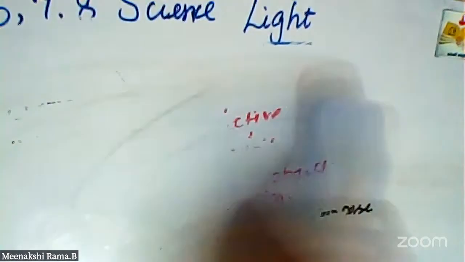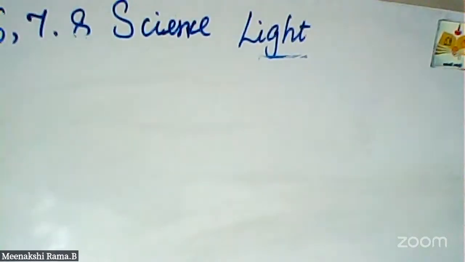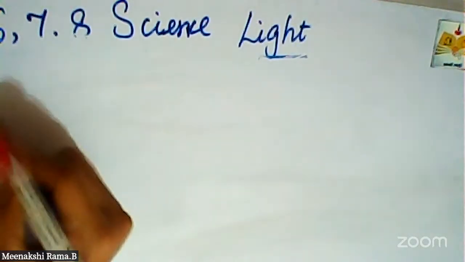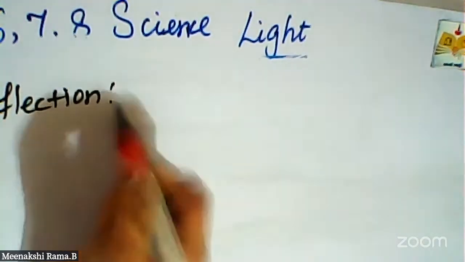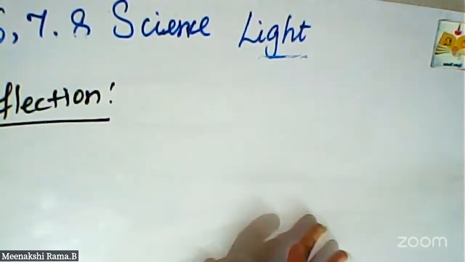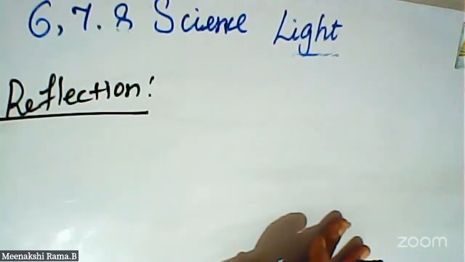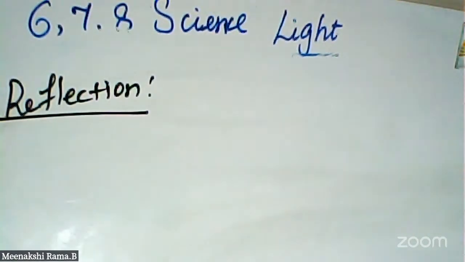Next one is reflection. What is reflection? We studied the different kinds of mirror, concave and convex. The property of the mirror is mainly reflection. Reflection is the main property of mirrors.